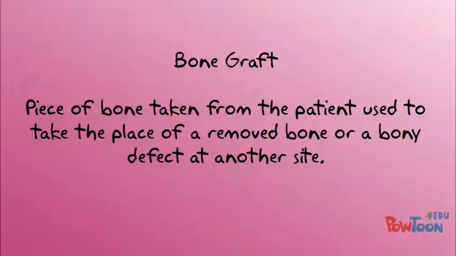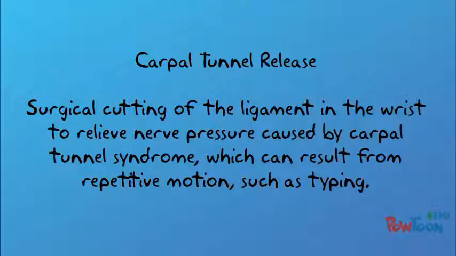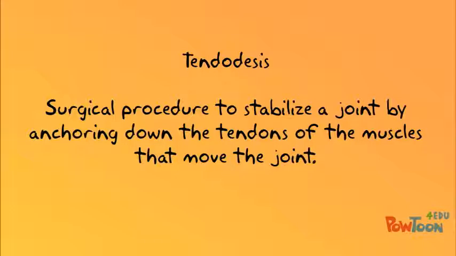A bone graft is a piece of bone taken from the patient used to take the place of a removed bone or bony defect at another site. A carpal tunnel release is the surgical cutting of the ligament in the wrist to relieve nerve pressure caused by carpal tunnel syndrome, which can result from repetitive motion, such as typing.